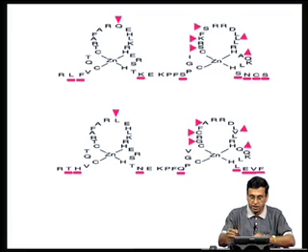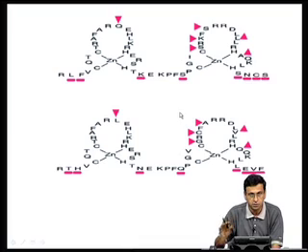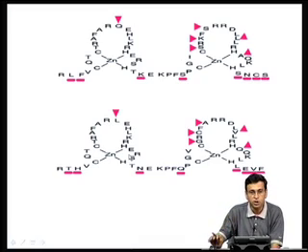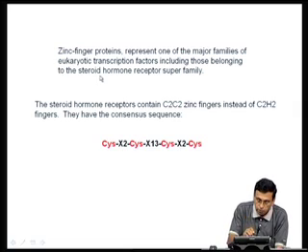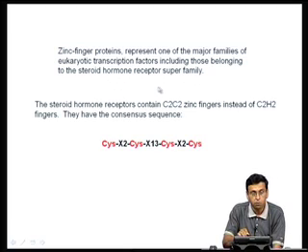So, for example, this zinc finger protein may recognize a DNA sequence which is completely different from the sequence recognized by the other, although both of them contain the same kind of zinc fingers. So, the amino acid differences in and around the C2H2 motif actually contribute to differential DNA recognition by these zinc finger proteins. Zinc finger proteins represent one of the major families of eukaryotic transcription factors, including those belonging to the steroid hormone receptor family.